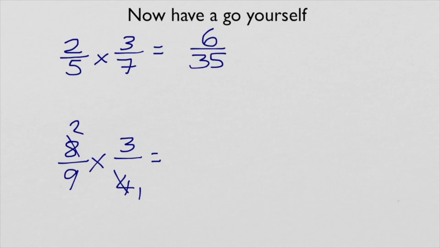Okay, then I will look to cross-cancel the 3 and the 9. So 3's into 3 goes once, and 3's into 9 goes 3 times. So my answer, 2 times 1 equals 2, 3 times 1 equals 3. So my answer is 2/3. Very well done if you got those correct.